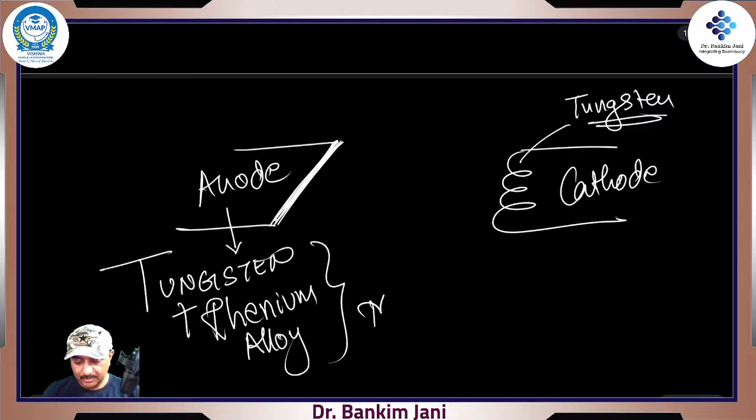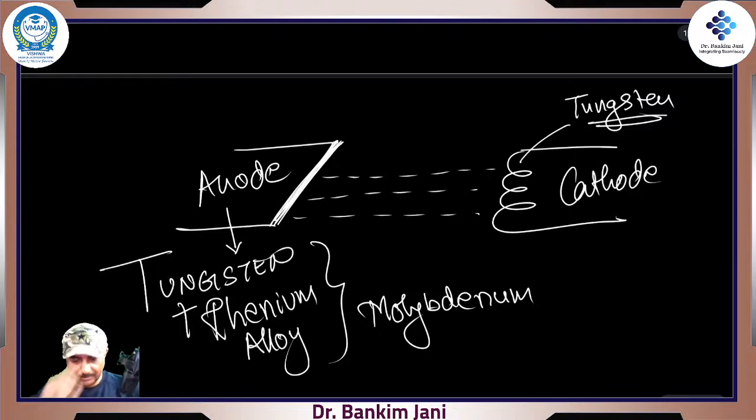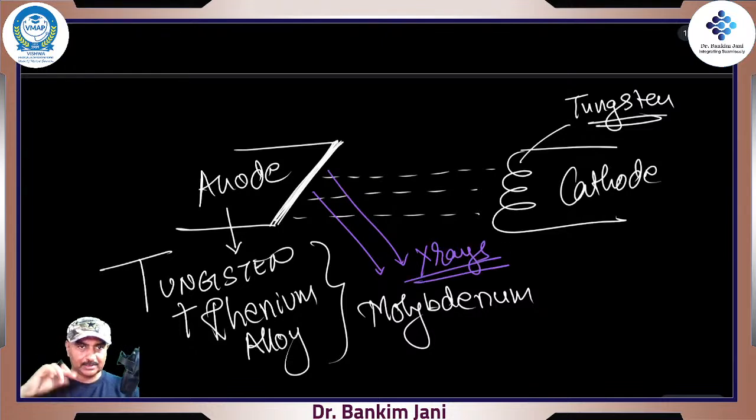A tough structure, even molybdenum is also used. So when the electrons strike this anode, whatever is coming out, these are the X-rays. And with the help of, say, a focused grid, that is what is called the focusing cup, you can direct these X-rays through a specific window, and that's what is used for the purpose of X-rays, right?